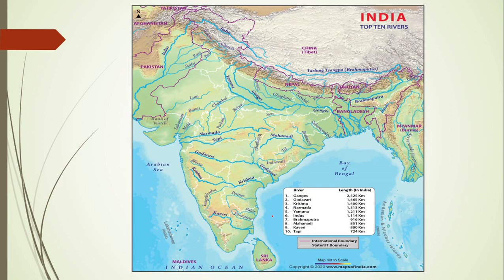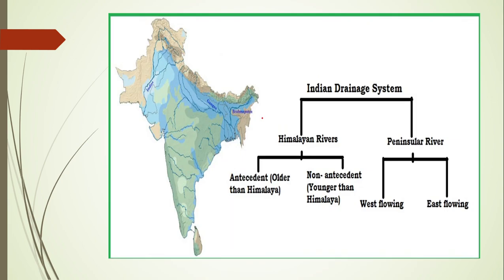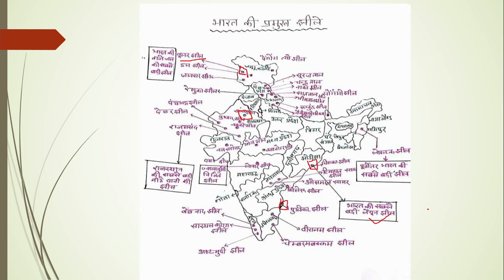Then comes the important rivers. Now let's talk first about the drainage system here: the Himalayan river and peninsular river. In Himalayan river again, the rivers are older than Himalaya and younger than Himalaya, and similarly in the peninsular river we find the west flowing and east flowing rivers.